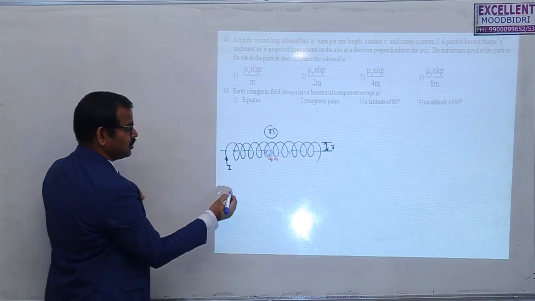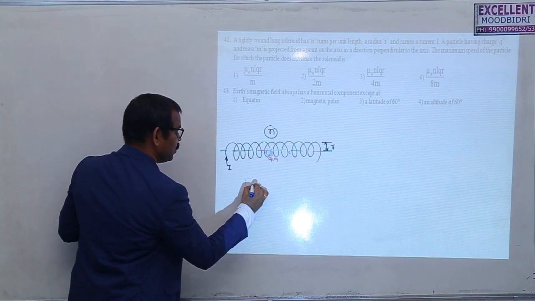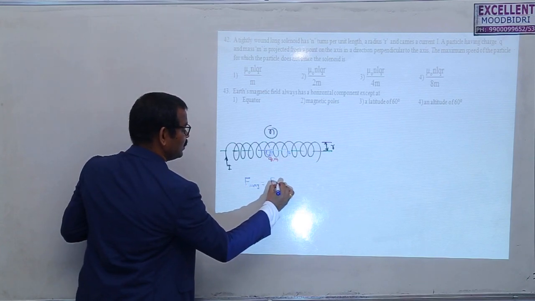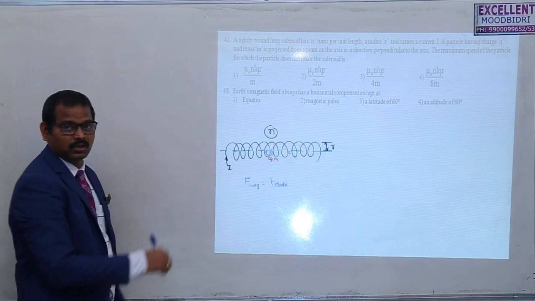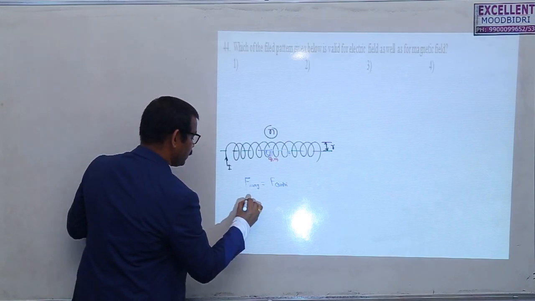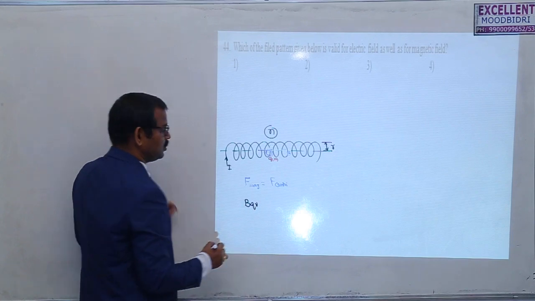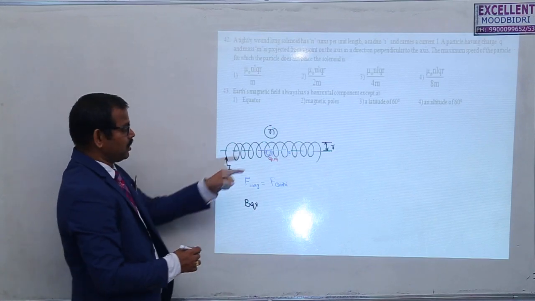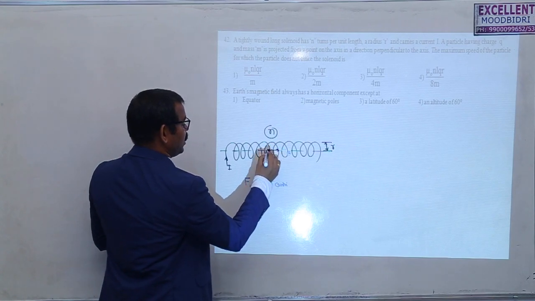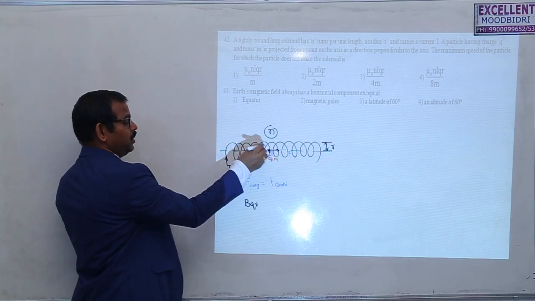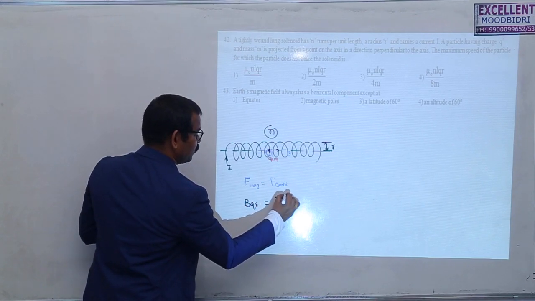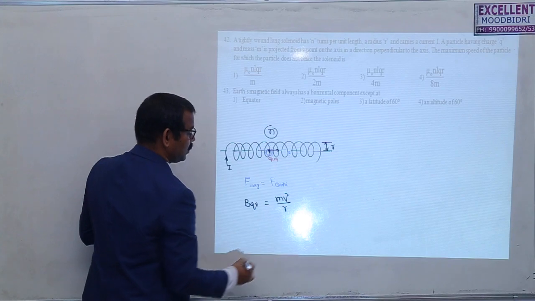So what are the forces acting here? The magnetic force experienced by the charged particle must be equal to the centripetal force as it moves in a circular path. The magnetic force is given by BQV sin theta, where theta is 90 degrees. Why? Because the field and the motion of the charge are perpendicular, so the angle between them is 90. So BQV sin 90 is equal to mv square by r.